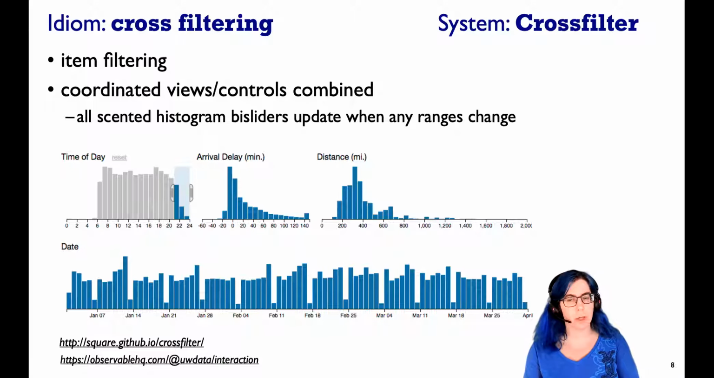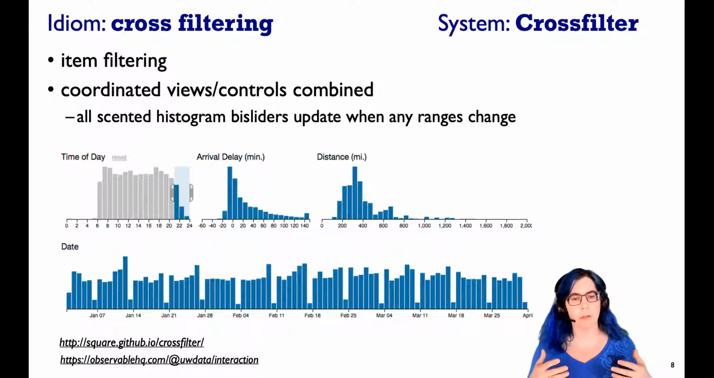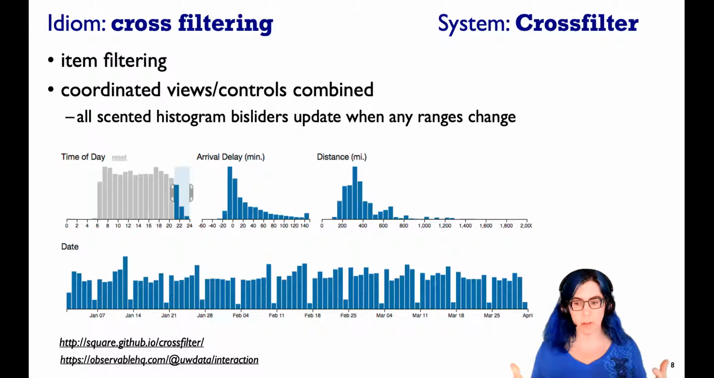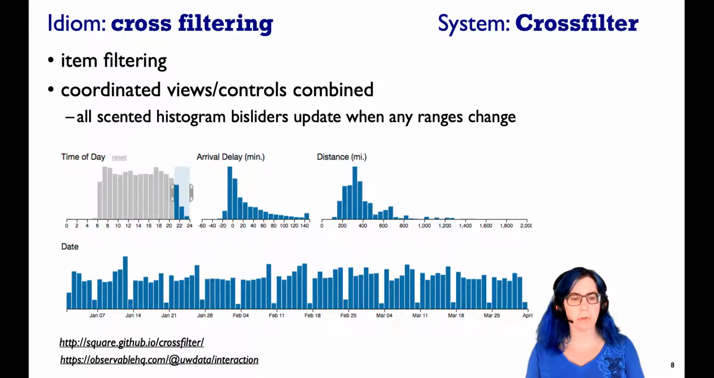Another example is cross-filtering. This is something where we are trying to filter items across multiple different views. We'll talk in another segment a bit more about the idea of histograms and scented widgets. But in this one, we've got little histograms above each of these controls showing the distribution of an individual attribute. The thing we want to notice is how, when we change one, we see the others go with it.